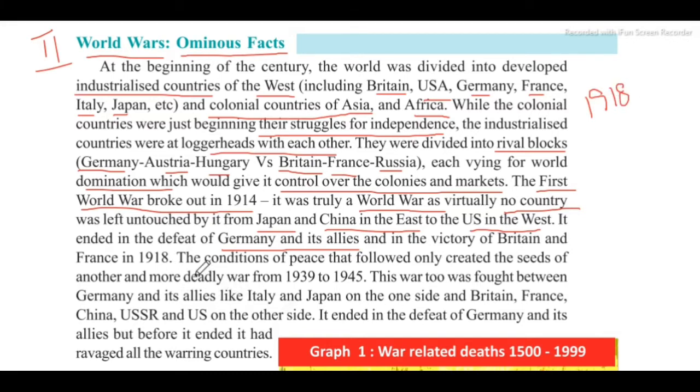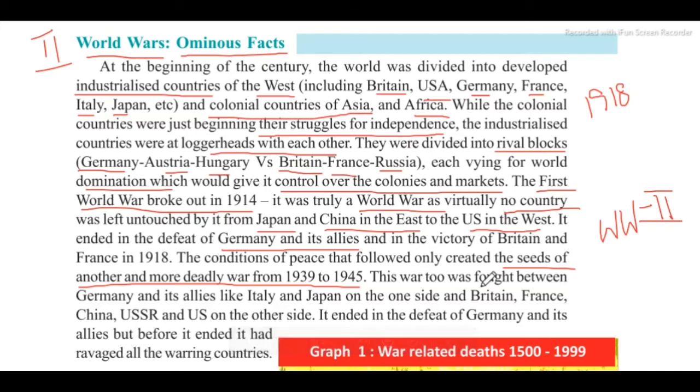Immediately after this, a peace conference was held, and the peace conference was titled the Treaty of Versailles. This created the seeds of another and more deadly war from 1939 to 1945. Popularly we call this what? World War II. The humiliation that took place in the Treaty of Versailles for Germany was the ultimate cause for the Second World War.